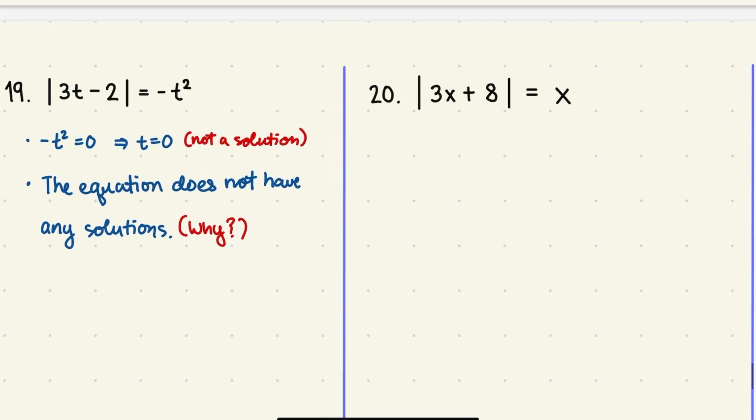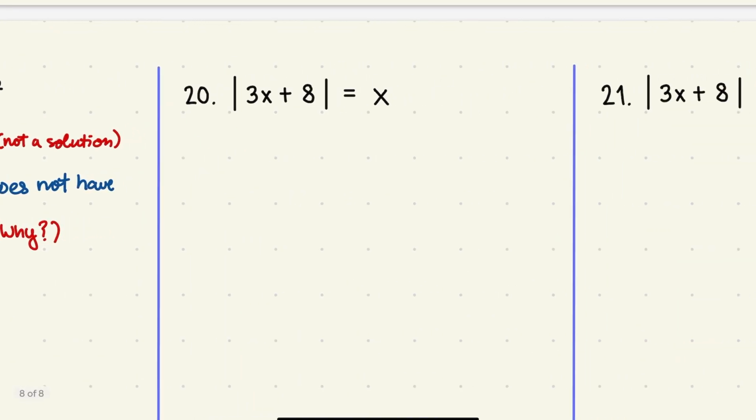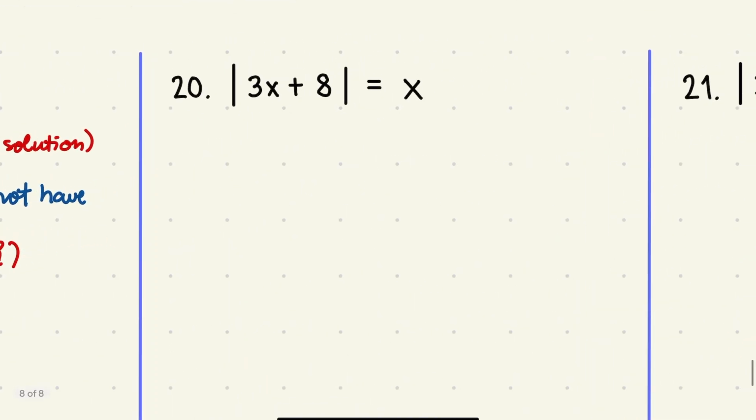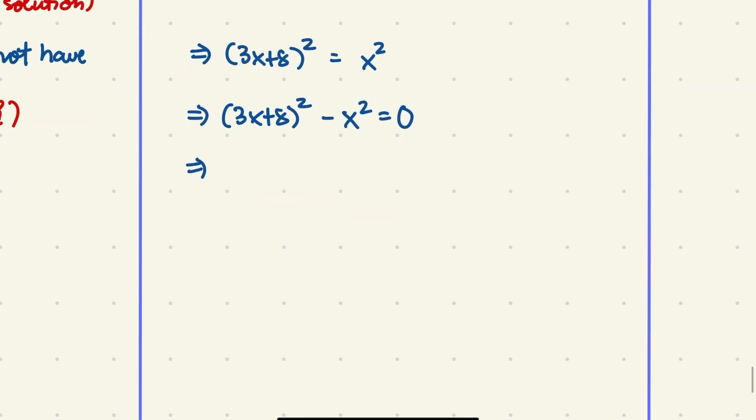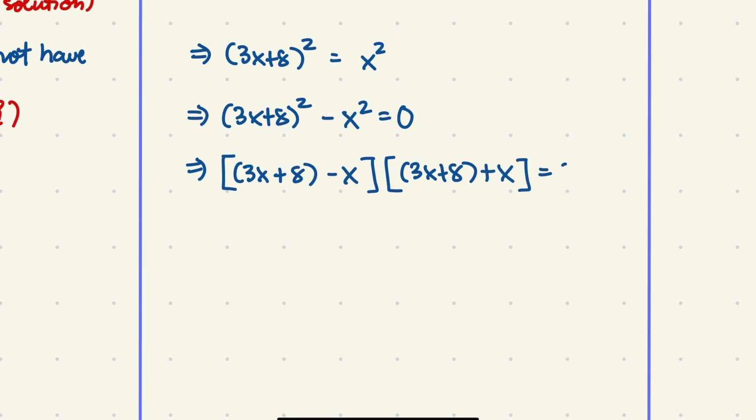Okay, good. So let's move on to the fifth item, or the 20th item in this bunch of videos. So we have the absolute value of 3x plus 8 equal to x. You can do the cases method or you can do the squaring method. I'll do the squaring method. So we'll have (3x plus 8) squared equal to x squared. Then again, this will be (3x plus 8) squared minus x squared equal to 0. And then difference of two squares. This factors into (3x plus 8 minus x) as well as (3x plus 8 plus x) equal to 0.